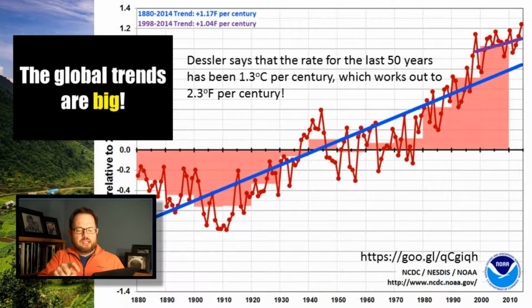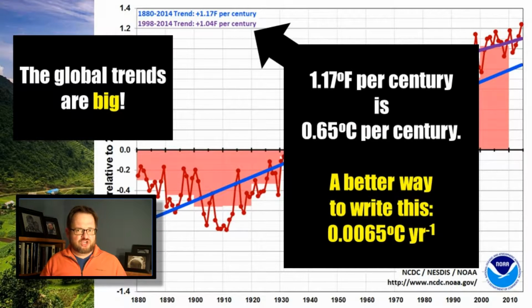I mean, if we tried to fit a line through this over the last 100 years or something like that, just to throw out the Dessler textbook as an example, we're not using the Dessler textbook this semester. Dessler says that the rate of change over the last 50 years works out to about 1.3 degrees Celsius per century. That's about 2.3 degrees Fahrenheit per century. That's a pretty big temperature change. We're going to have to learn what the significance of that temperature change is and so on.